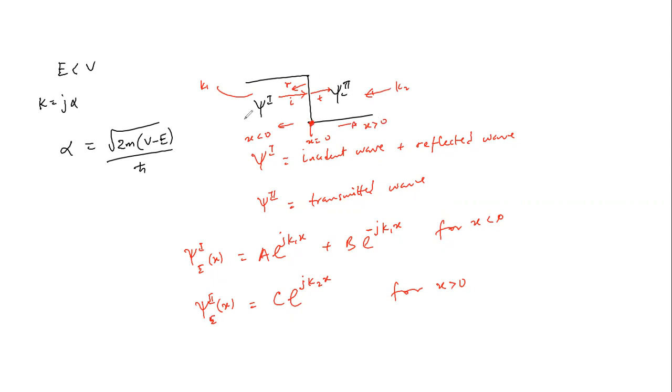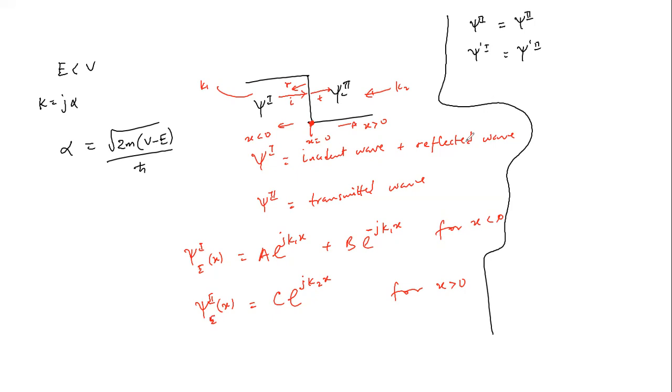Now, based on this, we can therefore invoke the boundary conditions. By the boundary conditions, the wave function is continuous, meaning the wave function in region one is the same as the wave function in region two. And also the derivative of the wave function in region one is the same as the derivative of the wave function in region two. Now, based on boundary condition one, A exponential j k1 x plus B exponential minus j k1 x is equal to C exponential j k2 x.